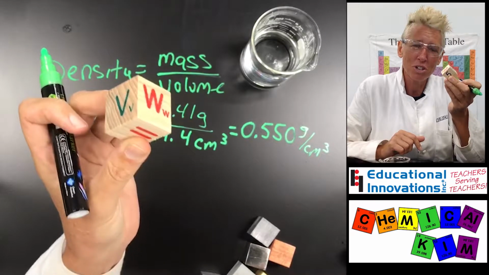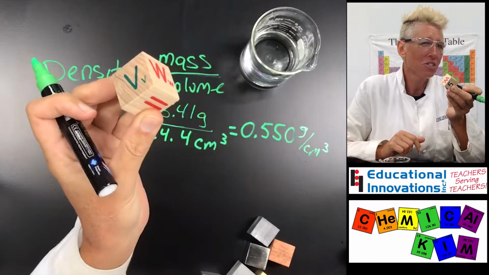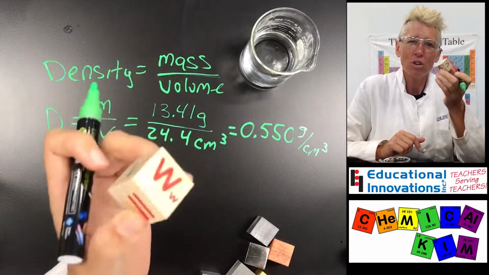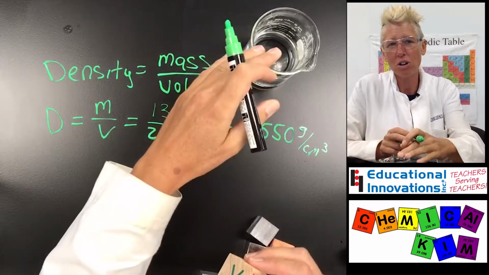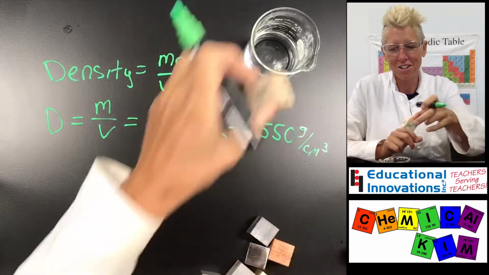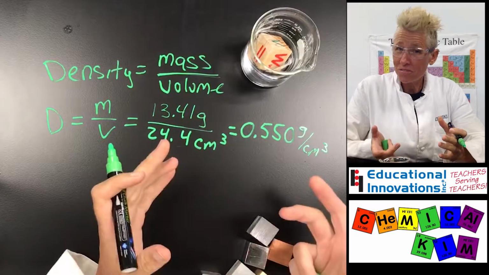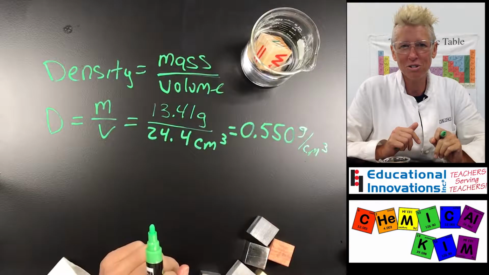So when I put this wooden cube into water, do you think it'll sink or will it float? Will the density be great enough that it will sink down to the bottom if the density of water is 1? Let's take a look. It floats, so that shows that low density.